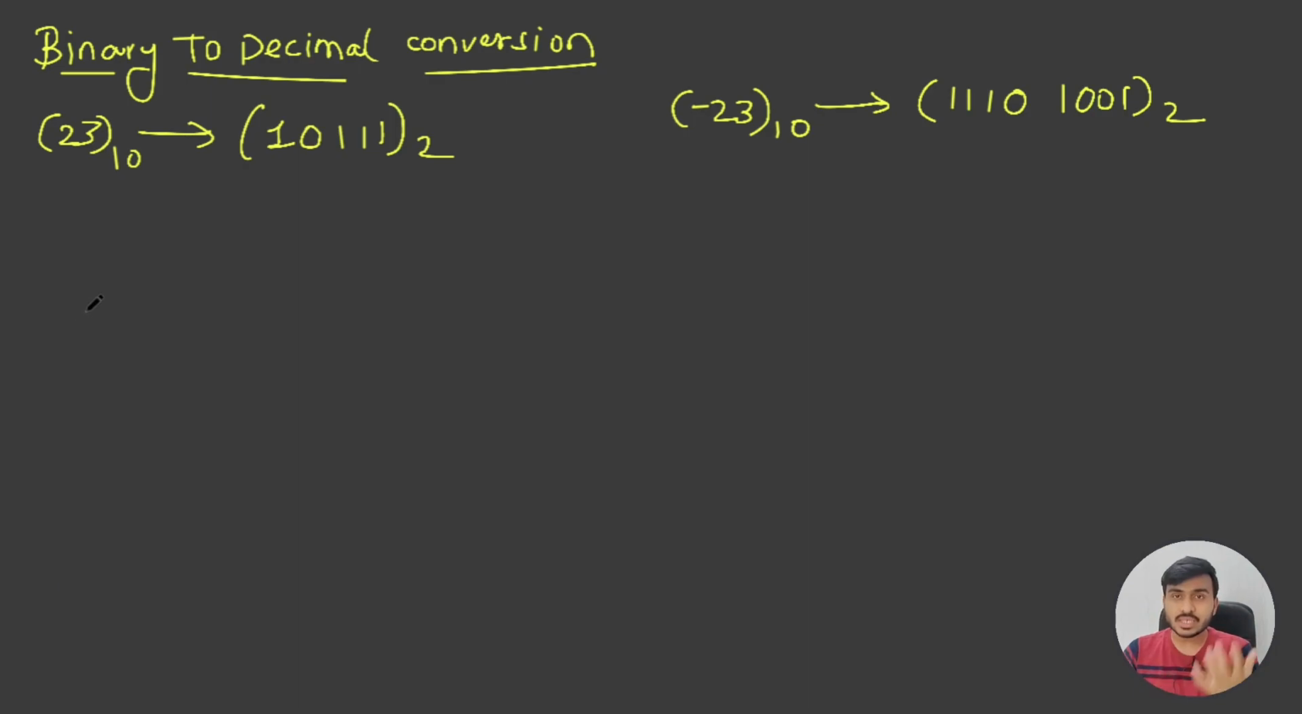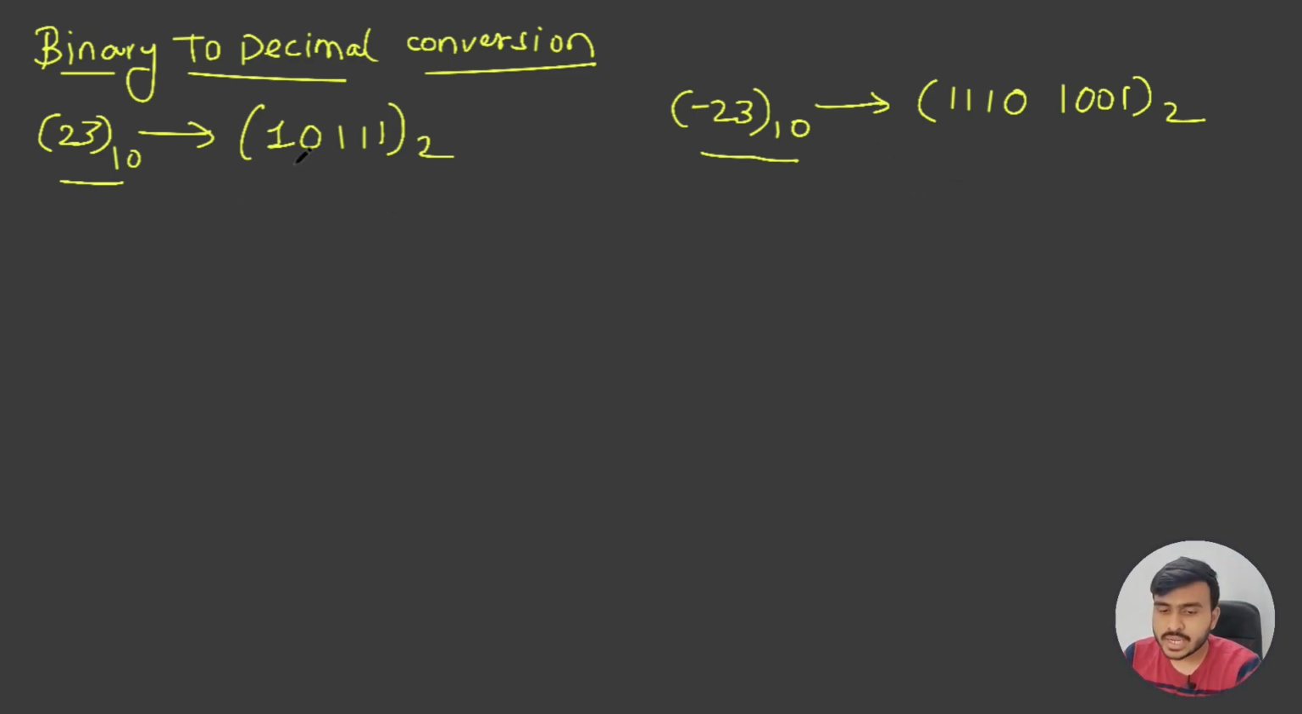Now for our examples, I have written two numbers, 23 in decimal and minus 23 in decimal. By following the method that we have seen in the previous video, I have converted both these numbers into binary. For plus 23, or positive 23, the conversion is 10 followed by triple 1. This is the binary conversion of positive 23, and for negative 23, the binary conversion in 8-bit binary format is triple 1 0 1 0 0 1. So these are the two numbers that we are going to experiment with.